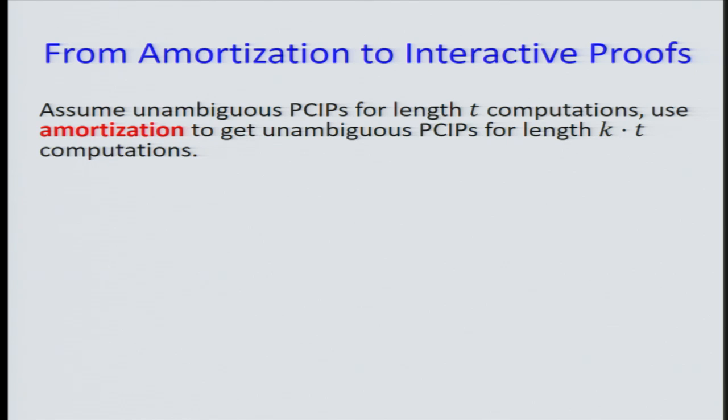We do this using the amortization. So the prover specifies the k intermediate locations. And because we have interactive proofs for these short computations, we can amortize over them. One crucial thing that we need is that the amortized interactive proof still has these two properties, that it's unambiguous and that you can locally check it.